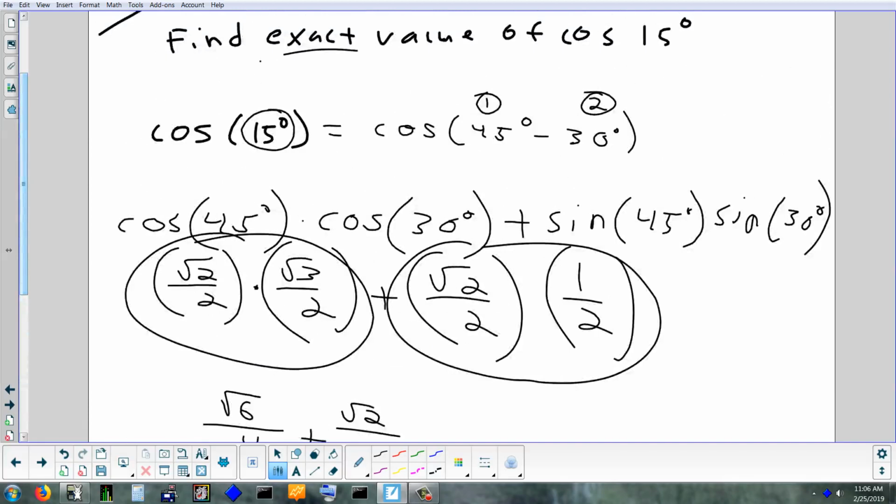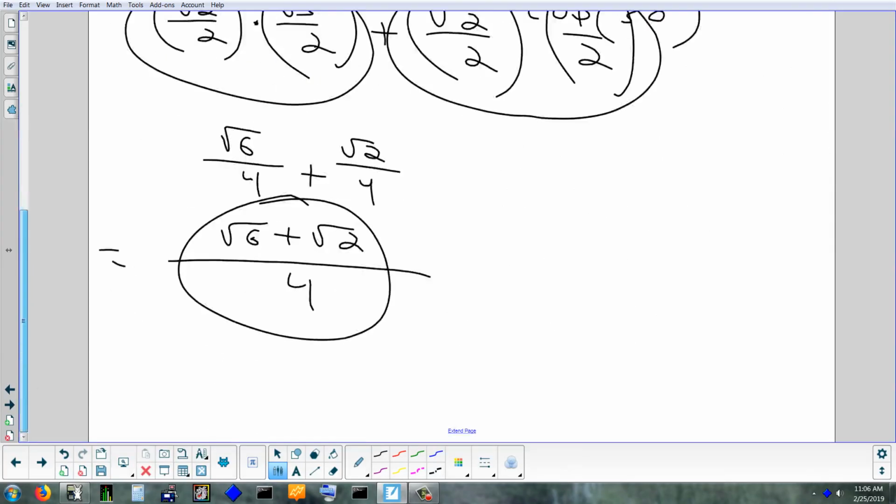So you got to write your number as a sum or difference, and then evaluate 4 different things. I think the hardest thing is just figuring out how do you write your number as a sum or difference. Like 15 is easy. It's 45 minus 30. Some of them are a little harder. Just scroll down. Thanks.